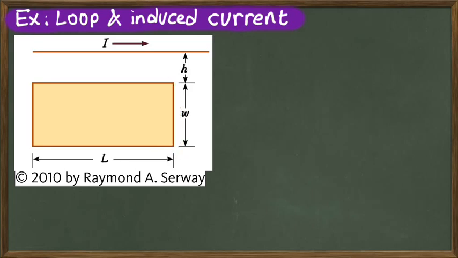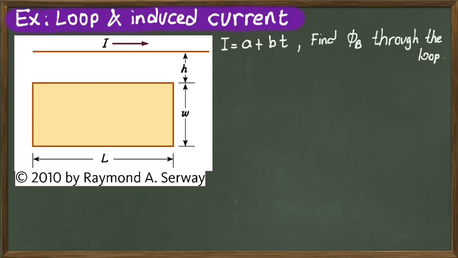So the question is, if your current is changing over time with this equation, A plus B times T, where A and B are constants, okay, and T is time. So your current is changing, and in the first place, find the magnetic flux through the loop.